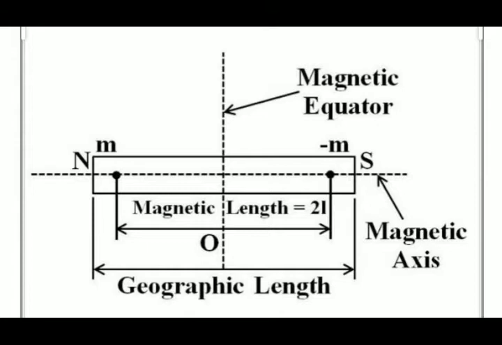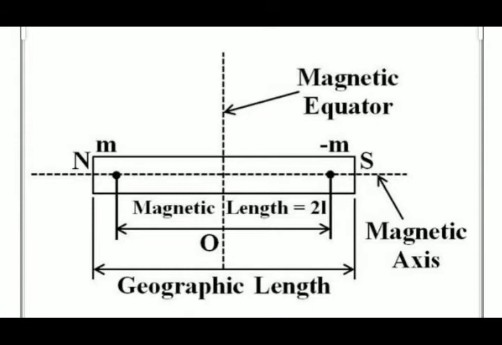Fine. Now the magnetic length, as I told you, is 2L. It is the distance between the two poles of a magnet. As you can see here, the two poles, see the dotted part, this is the pole of the bar magnet. So the distance between these two poles itself is called the magnetic length, and the geometric length you can see here.